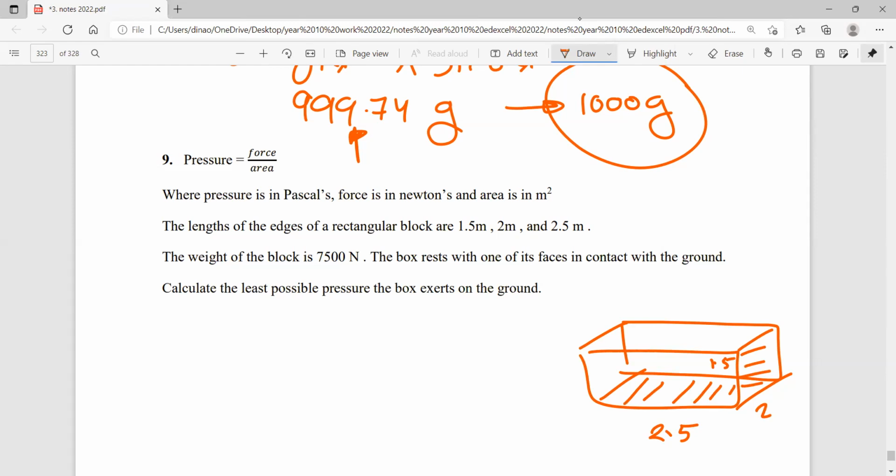هنا بيقول لي the weight of the block, which is the force, of course, the weight of the block is 7,500. The box rests on one of its faces with the contact to the ground. Calculate the least possible pressure on the ground. طبعا يا جماعة هنكتب الرول بس هنا pressure equals force over area.